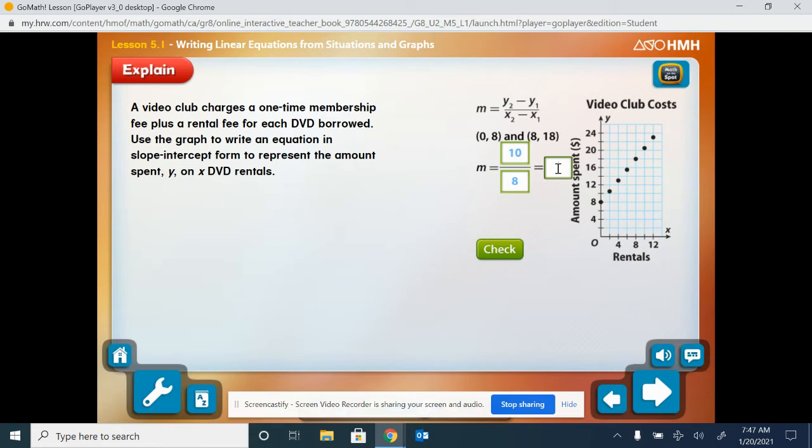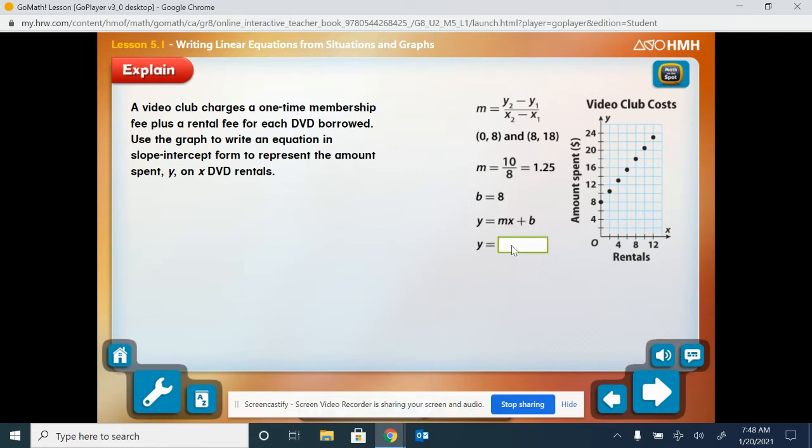Okay, 10 divided by 8 is 1.25. So 1.25. That's right. Next, locate the y-intercept on the graph. Enter the value found for the y-intercept, or b. So remember, this is your y value right here. It went up and touched at 8. So the y-intercept is 8. Yes, the y-intercept is 8.